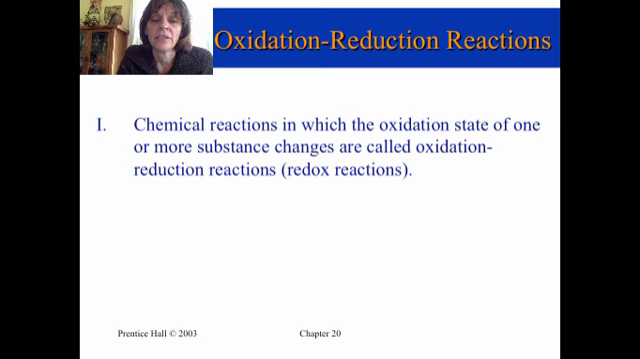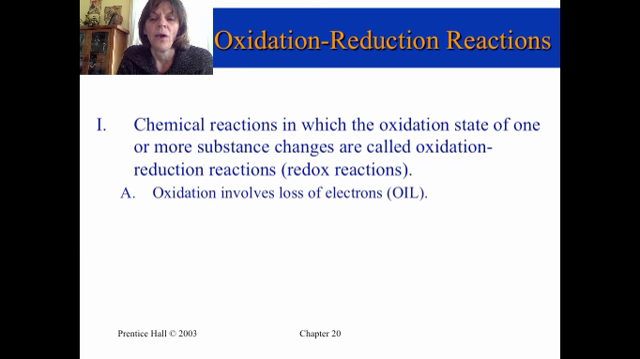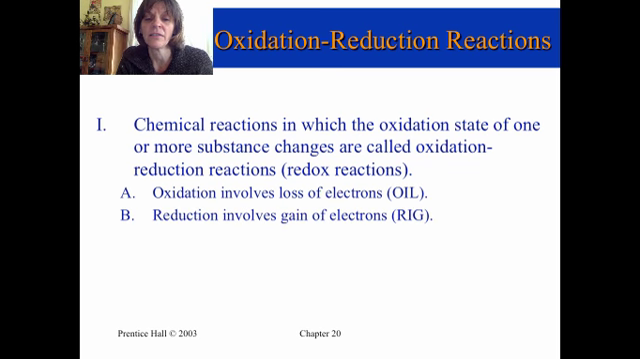Okay, chemical reactions in which the oxidation state of one or more substances changes are called oxidation reductions. I like to call them redox, a little bit shorter. You've heard me give you the acronym OIL RIG: oxidation is loss, reduction is gain. Or alternatively, Leo the lion says GER. Loss of electrons is oxidation. Gaining electrons is reduction. So OIL RIG or LEO GER.